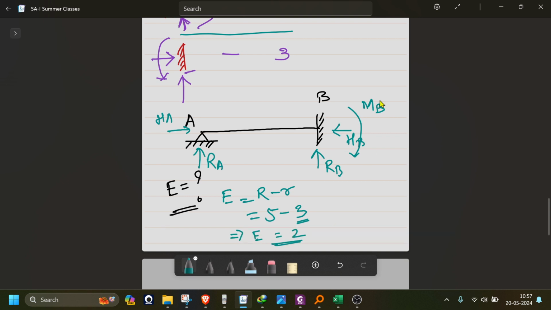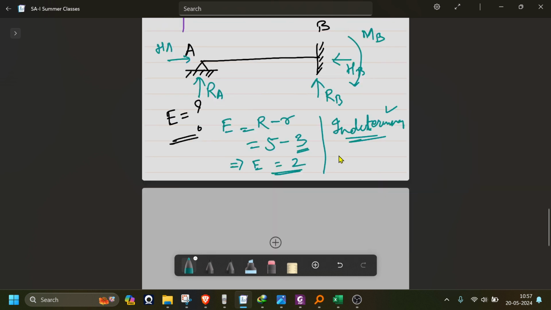It means this structure has two reactions which are extra, above the equilibrium equations. So that's why this structure is indeterminate. Using the equations of equilibrium only, we cannot solve this kind of structure. We need some other equations apart from the equilibrium equations in order to solve this. Okay, now let's take one more problem.